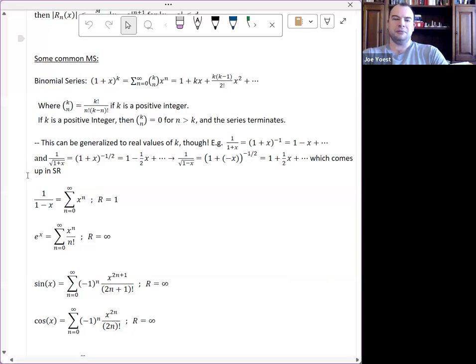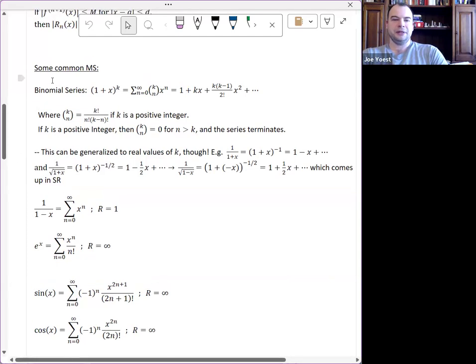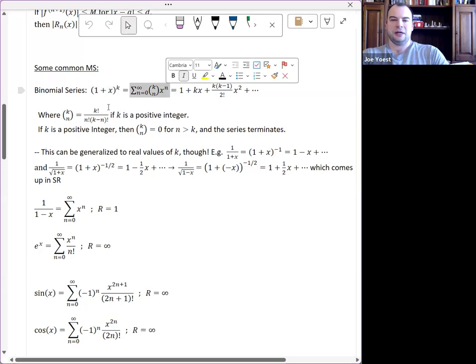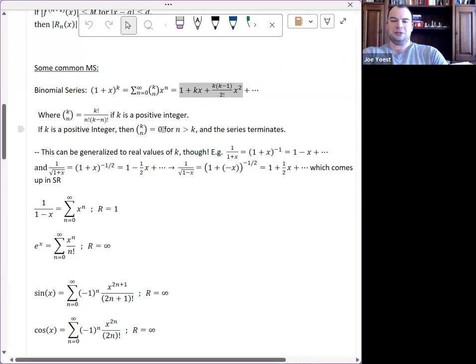So let's look at some common Maclaurin series. The first we'll look at is the binomial series. If we have (1 + x)^k, we can start by thinking of k being a positive integer, so (1 + x) to the first or second or third. Well, we could write this out using the binomial expansion as something like 1 + kx and so on. So if k is a positive integer, this series actually terminates after a while.